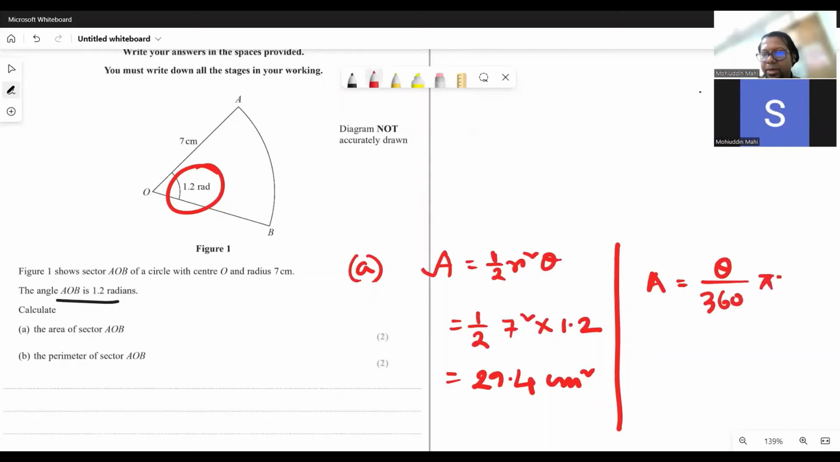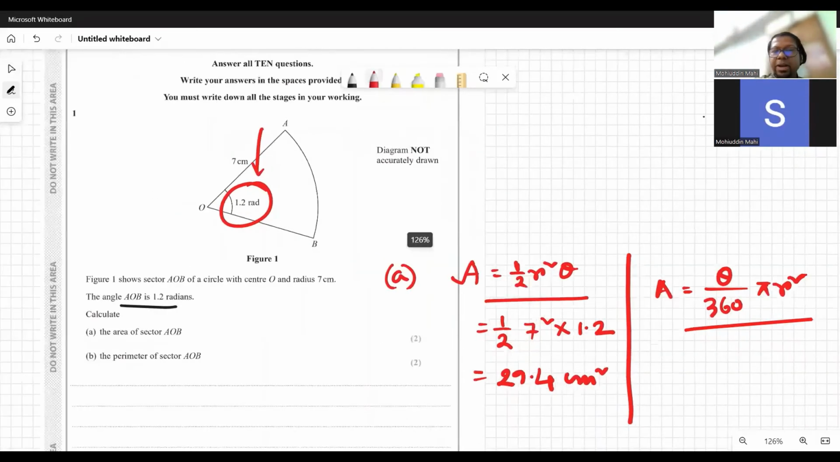But if the angle was given in degrees, then we have to use the formula theta by 360 into pi r squared. So be careful about it. Look at the angle, whether it is given in radians or degrees, and depending on the unit of the angle, you have to use either half r squared theta or theta by 360 into pi r squared.